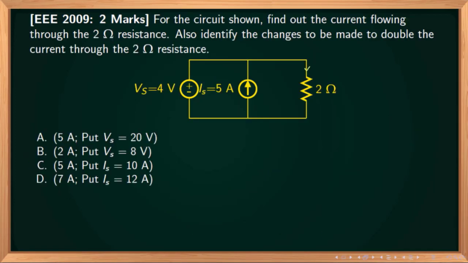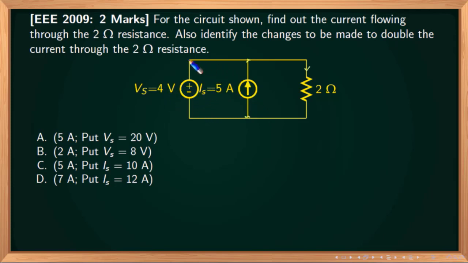To the circuit shown, find out the current flowing through the 2 ohm resistance. I need to find the current through the 2 ohm resistance. Also identify the changes to be made to double the current through it. I need to double the current through this, and I need to find out what all changes I need to make. So I have a current source here, it delivers 5 amperes, and I have a voltage source here, 4 volts.